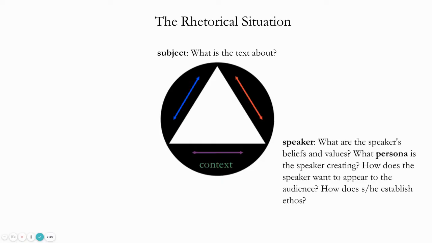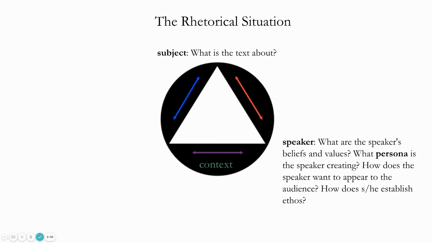On the bottom, I guess it's our right if we're looking at it, the bottom right of the triangle is the speaker. And again, the speaker is not just talking out loud. We're talking really about the person who created the text, whether it's written, spoken, or visual. We're talking about that person as the speaker. So it's kind of an all-encompassing term.